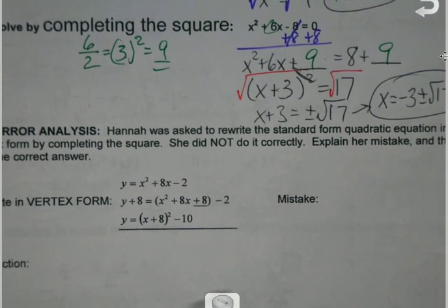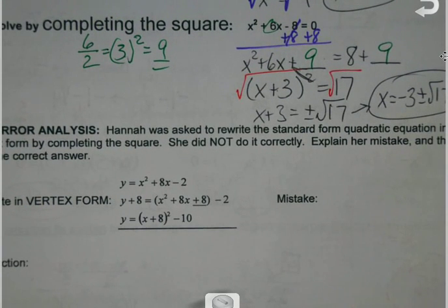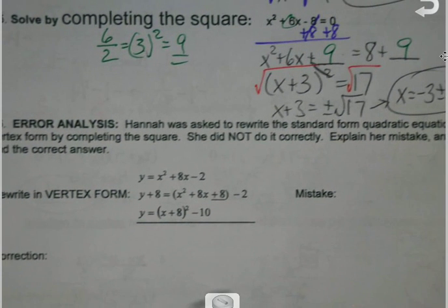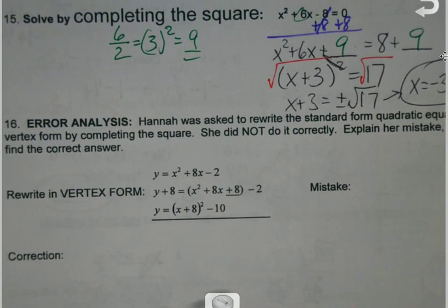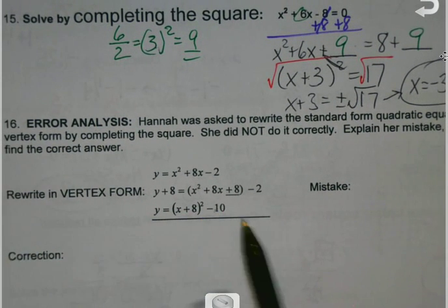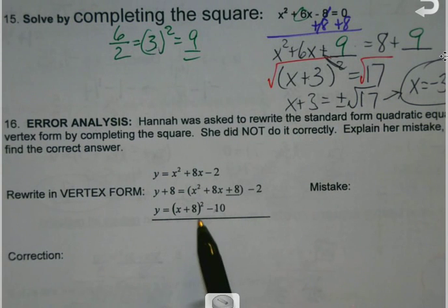Hannah was asked to rewrite the standard form of a quadratic equation in vertex form by completing the square. She did not do it correctly. Explain her mistake, then find the correct answer. Okay? So I look and I'm like, now I remember this is vertex form, so that part looks good. So let's see what she did.